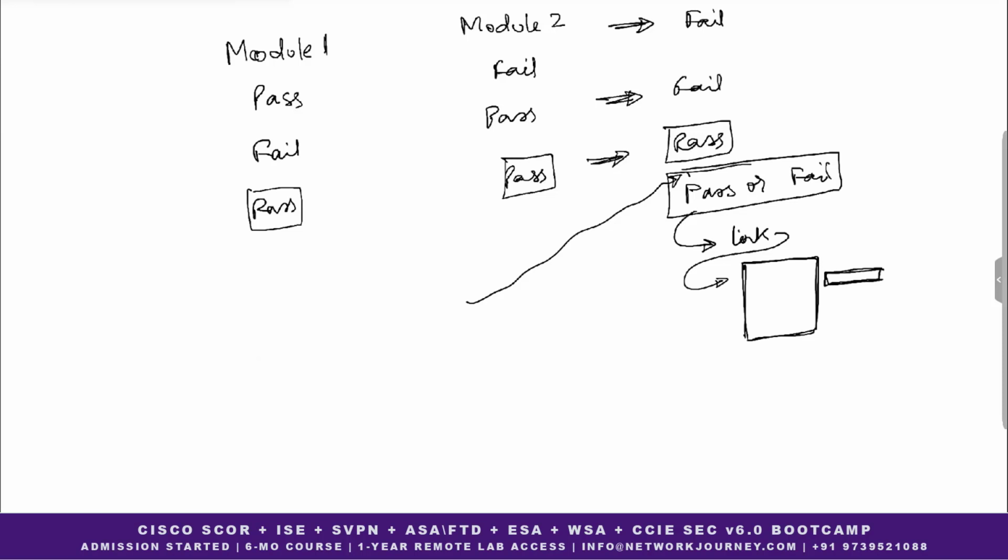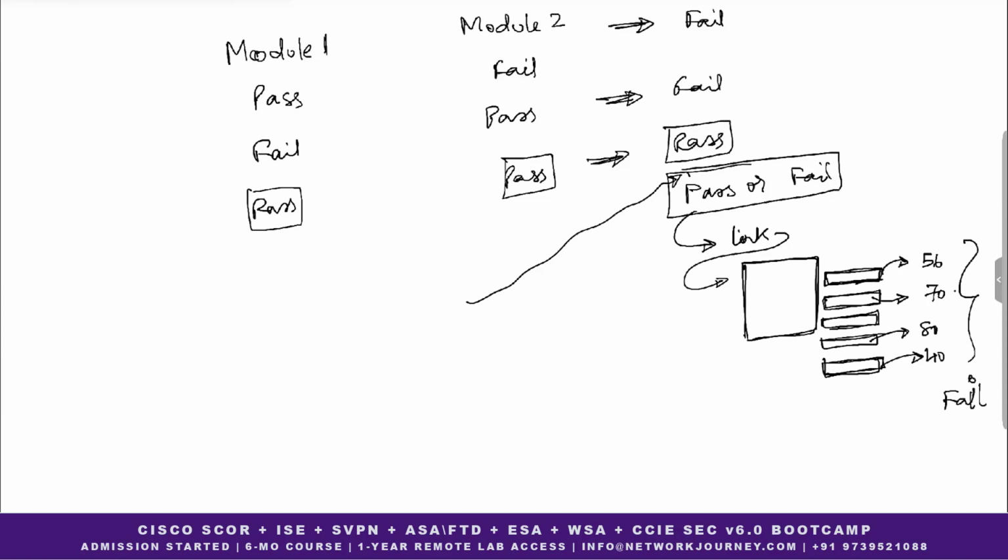Basically, they tell it from the topic point of view. Let's say there are 5 sections of CCIE Security version 6, let's say firewalls, ISE, ESA, WSA. So they would tell you in this way that you scored, let's say, 56 out of 100. Let's say you scored 70, you scored 80, you scored 40, but overall not qualifying, so fail itself, right?